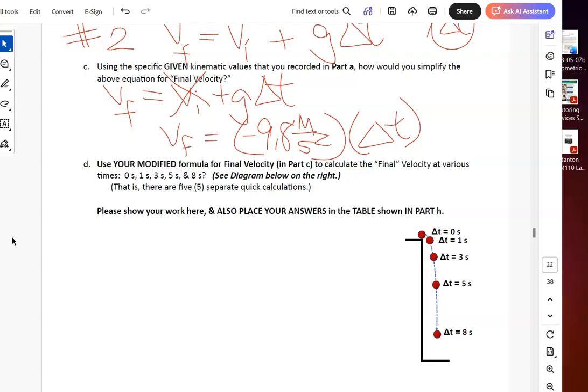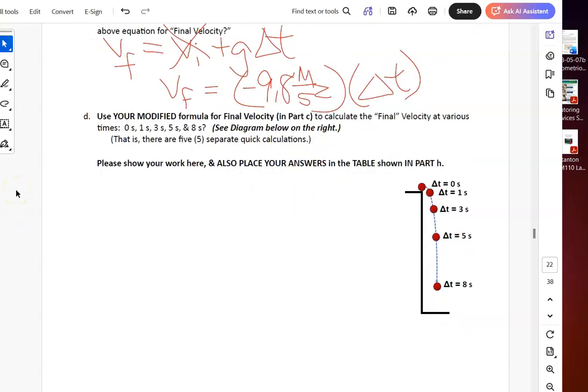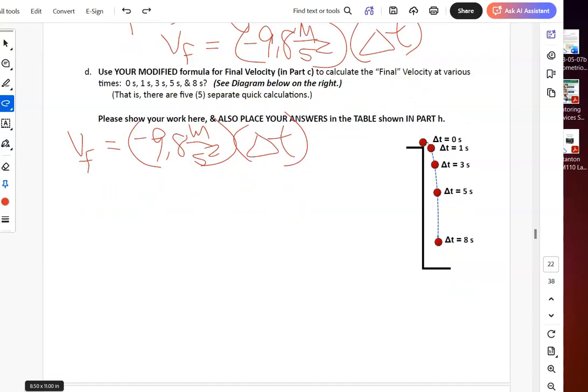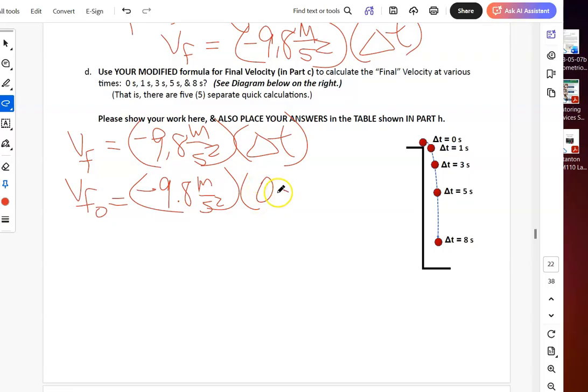So we're going to have 5 separate calculations. We have our simplified formula of V final equals negative 9.8 meters per second squared times whatever our change in time is. Well, now that we have an equation, we just plug in 5 different times to get 5 different final velocities at those times. So our first final velocity, we can call it final velocity at time 0, would be equal to negative 9.8 meters per second squared times 0 seconds.